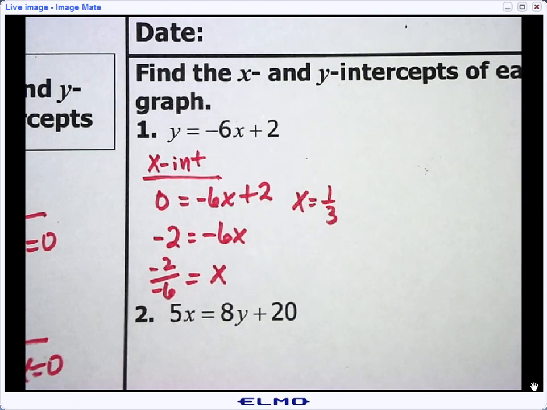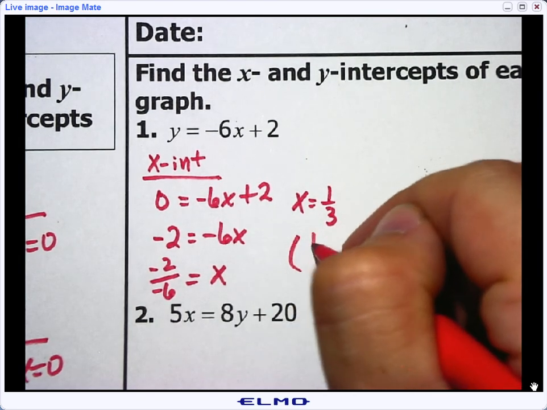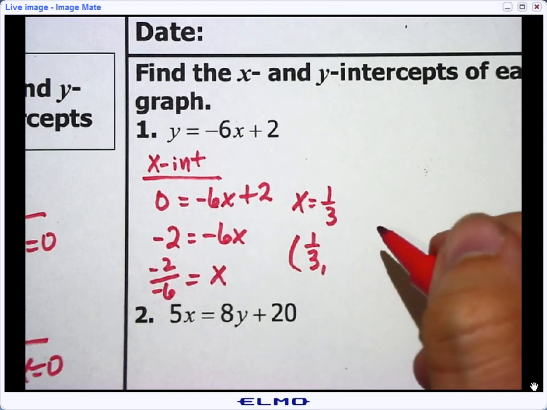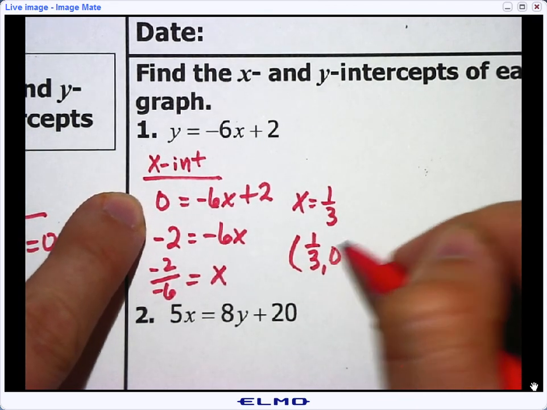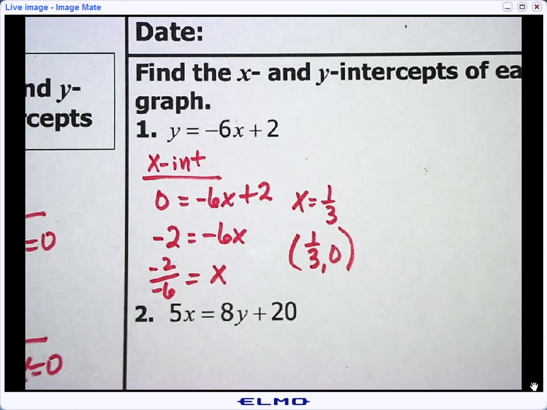Now remember, that is the x value of the x-intercept. This is a point, so you should write your answer as a coordinate, an ordered pair. So the x part is positive 1/3. The y part, remember, was 0. So that is the x-intercept, 1/3, 0.